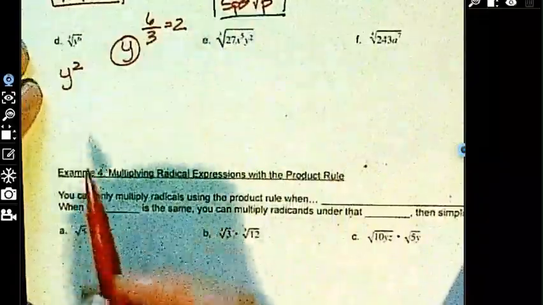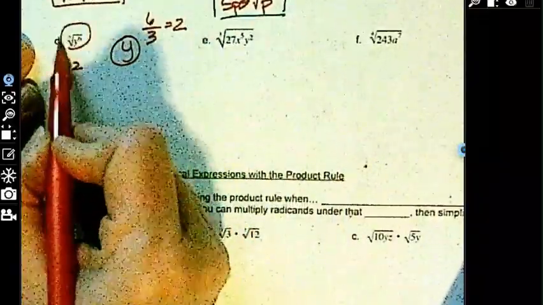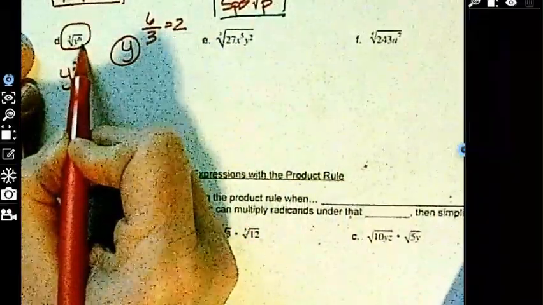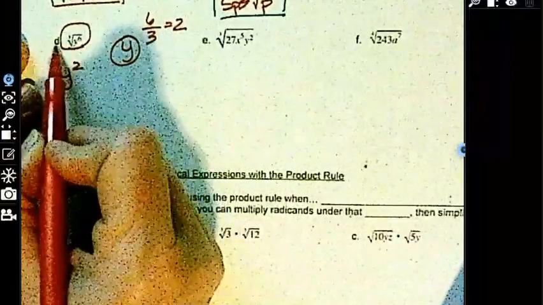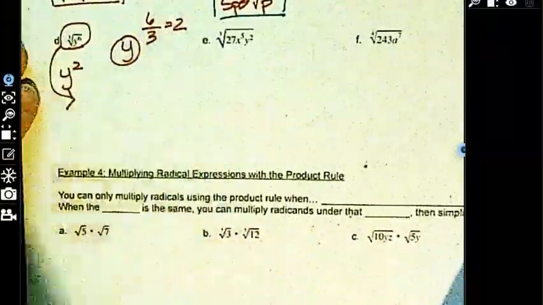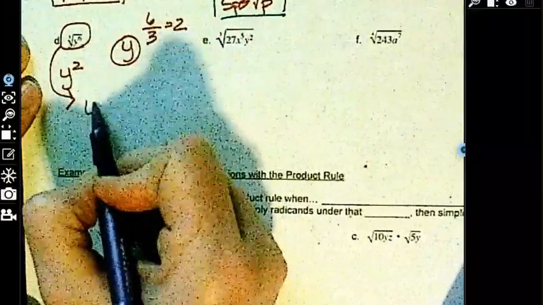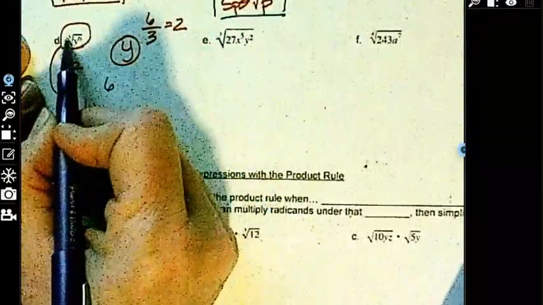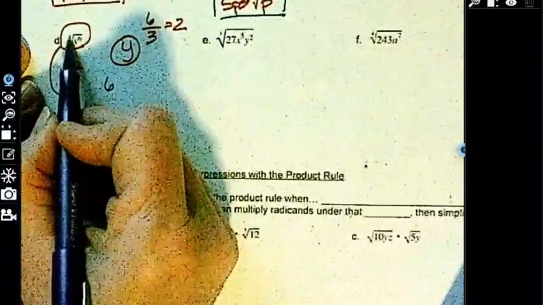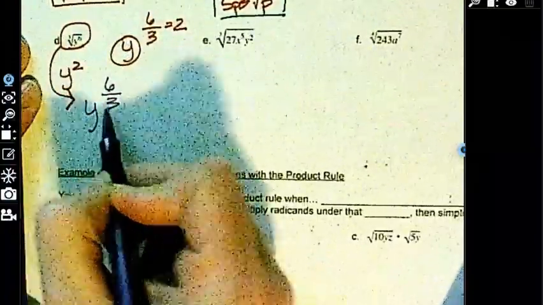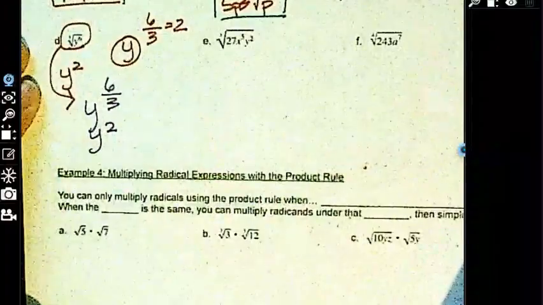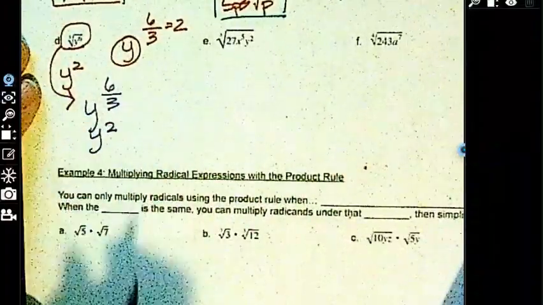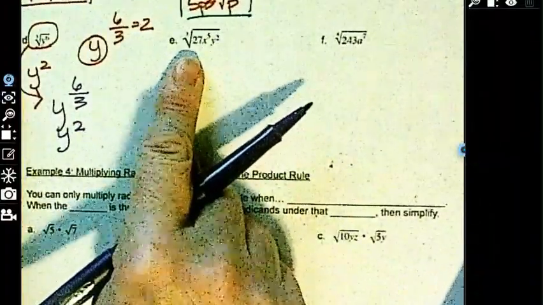And we know it is y squared because look, if this is just a fraction exponent, let's turn it from radical form to rational form. It's really y, put the 6 in the numerator, put the root in the denominator, and isn't that y squared? Okay.